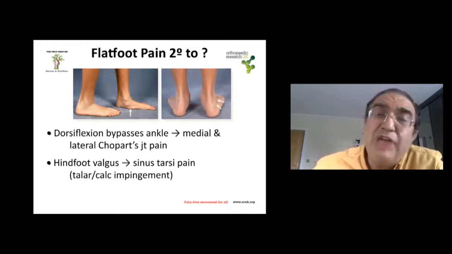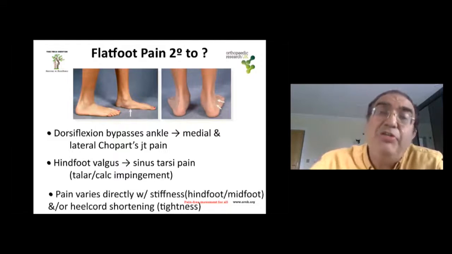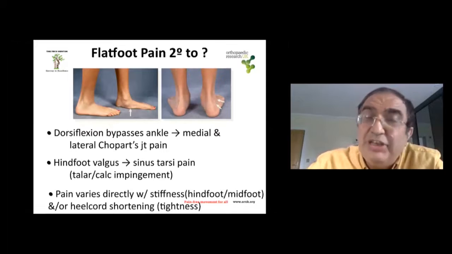And secondly, because of the hindfoot valgus, you can get calcaneofibular impingement. So they can get pain on the lateral side, impingement of the peroneal tendons. And also because of the medial prominence of the talus, they can have callosities on the medial side. So beware heel cord or tendo-Achilles tightness in physiological flat feet. That's the only condition where physiological flat feet may need treatment, when they have tight heel cords.